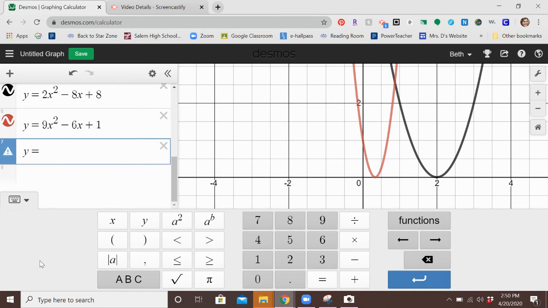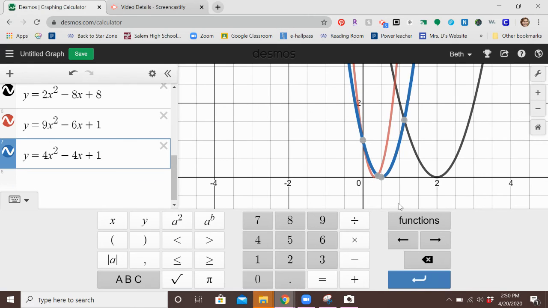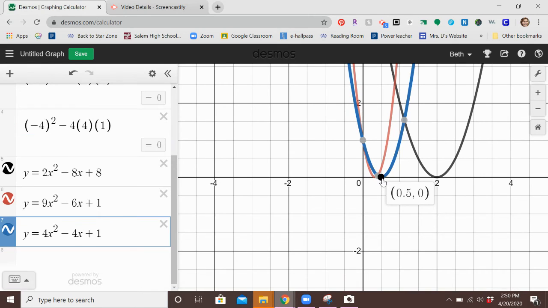Okay, let's graph number 6 here. Y equals 4x squared minus 4x plus 1. I hope you could predict what it was going to do. It's bouncing off the x-axis at 0.5, which is a half.